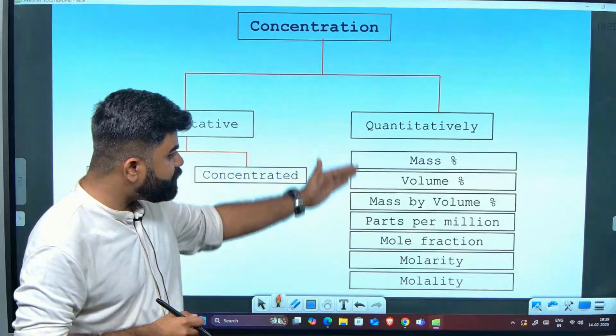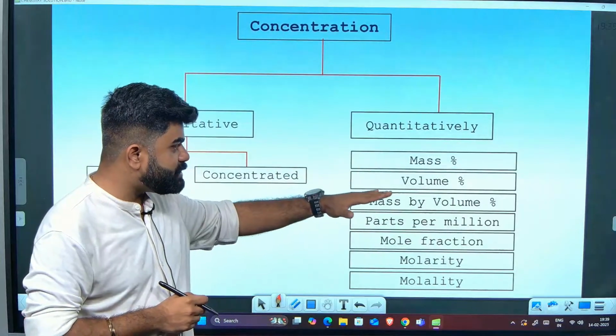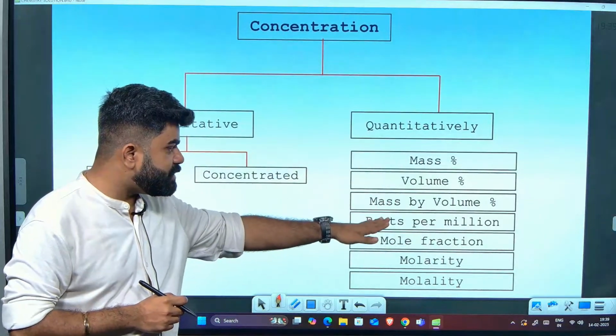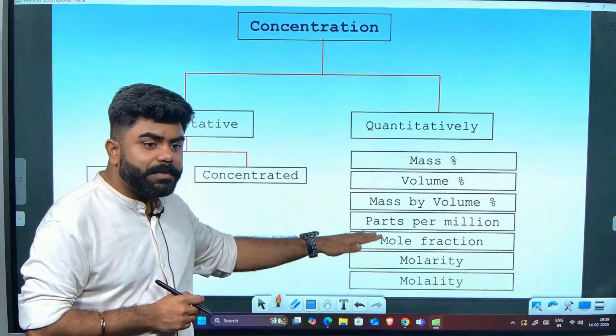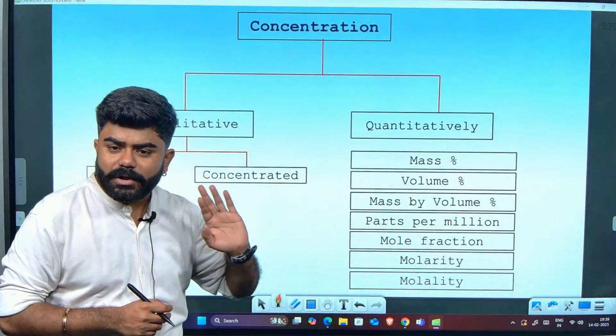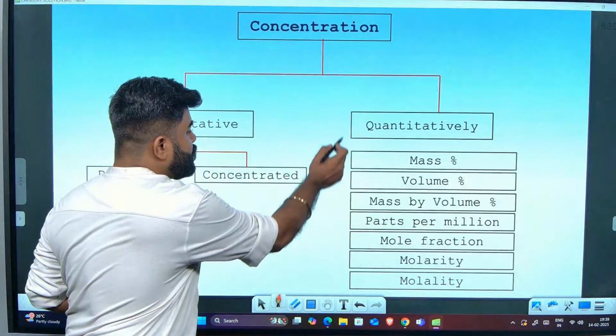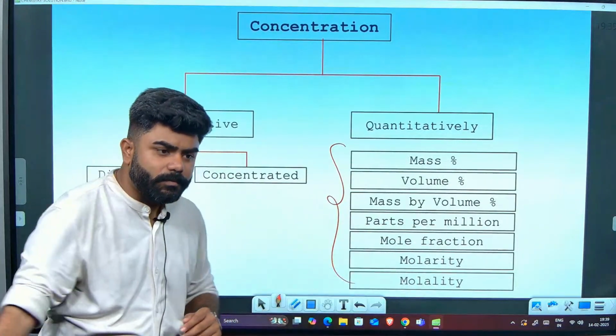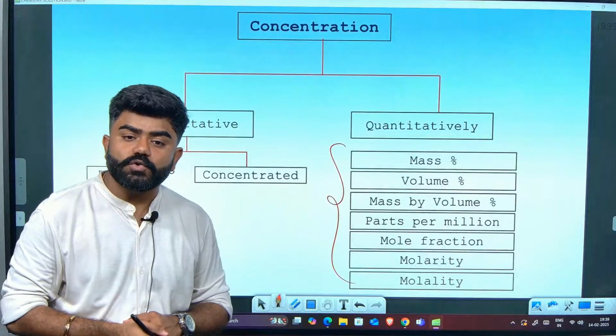Now we have different concentration terms like mass percentage, volume percentage, mass by volume percentage, parts per million, then mole fraction, molarity and molality. What are we going to do with all of these? We will be seeing problems. Okay, how to use that term.